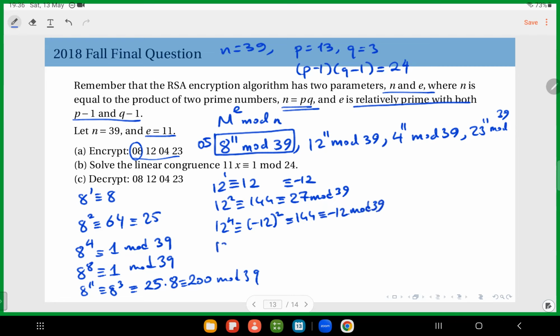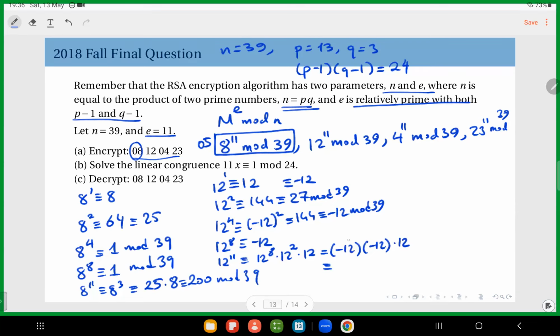So again, the same will be observed for 12 to the power 8, which will give you minus 12. And therefore, to obtain 12 to the power 11, I just need 12 to the power 8 times 12 to the power 3. And that can be written as 12 to the power 8 times 12 to the power 2 times 12. 12 to the power 8, as we have just seen, is minus 12. 12 to the power 2 is again minus 12. And we have another 12.